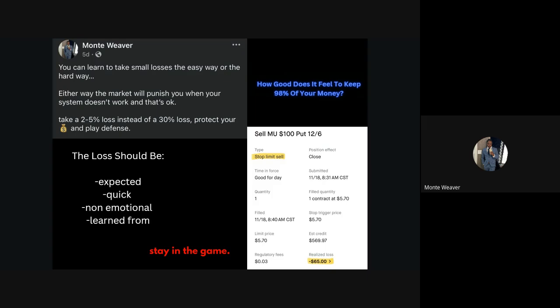I know I'm going to lose. The loss should be expected. You should expect the loss. A lot of us are taking losses and we're not even expecting them. Expect the loss. The loss should be very, very quick, right? So when I do lose a trade, it's going to be a lot shorter and a lot quicker than when I'm winning and when I'm making money, right?